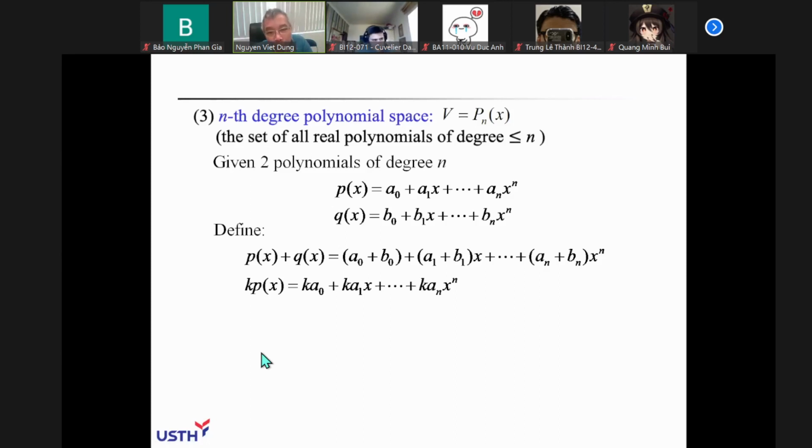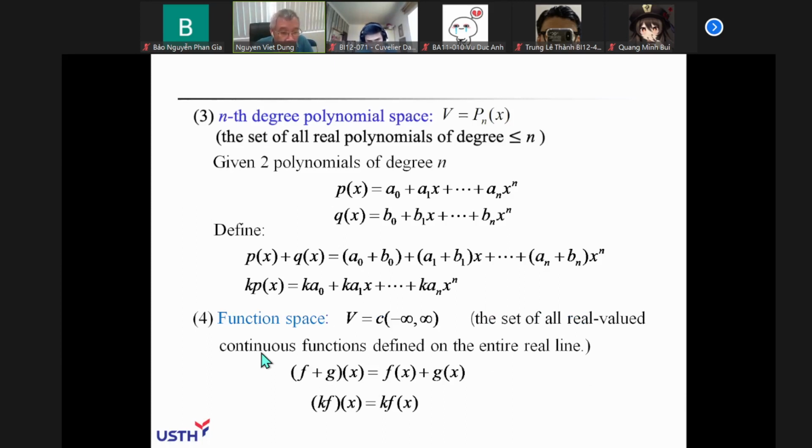And you can try the following homework. With P and Q like that, what is the zero vector? The zero vector must be a polynomial of degree less than or equal to n. So which polynomial is the zero vector here? Please answer me during the tutorial class or something.